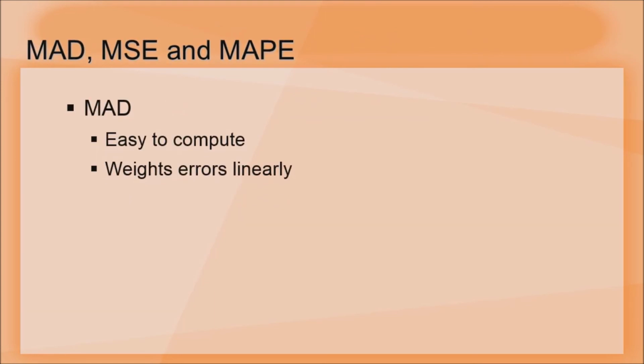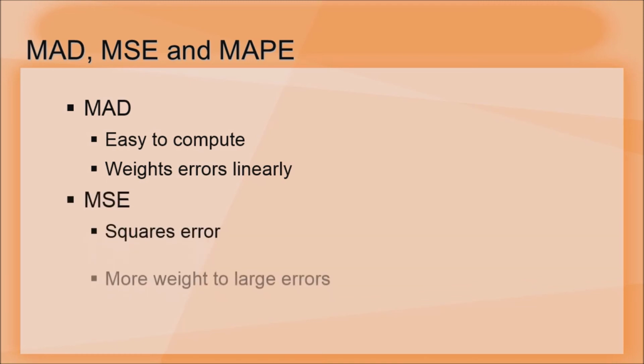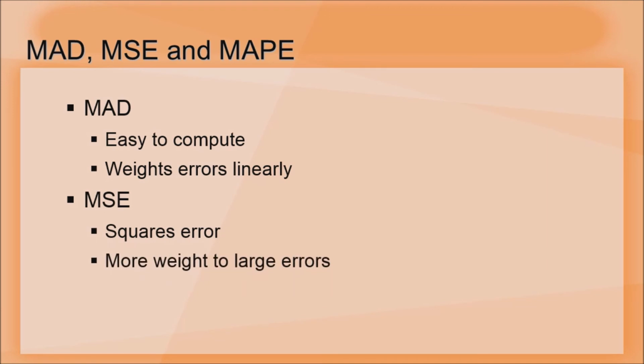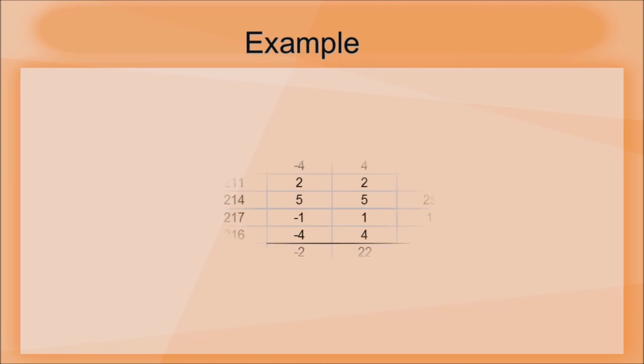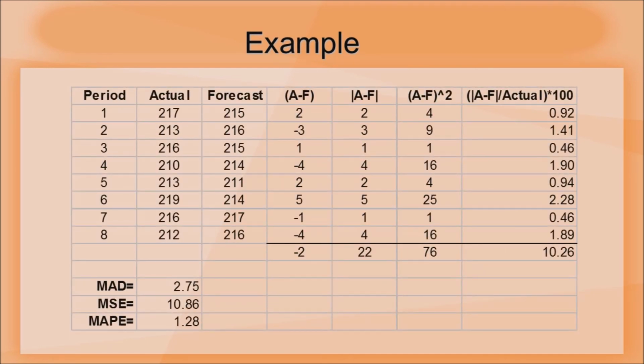MAD is easy to compute and weights errors linearly. MSE squares error, and gives more weight to large errors. MAPE puts errors in perspective. Example: the following on-screen figure shows an example to calculate MAD, MSE, and MAPE using the corresponding formulas discussed in the previous slides.